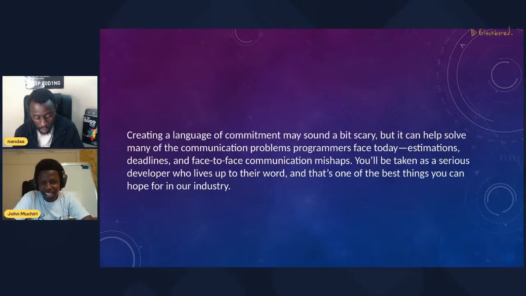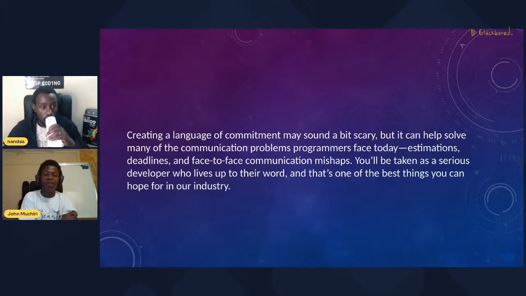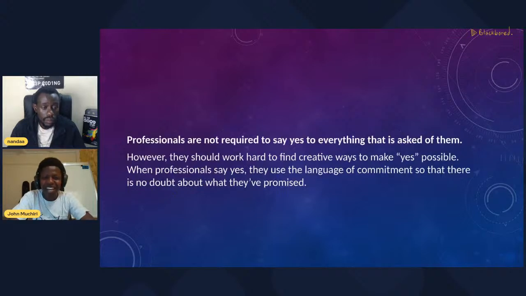Creating a language of commitment may sound a bit scary, but it can help solve many of the communication problems programmers face today. Estimation, deadlines, face-to-face communication mishaps. That is what we talked about. You'll be taken seriously, a developer who lives up to their word, and that's one of the best things that you can hope for in our industry. When you're taken seriously, when people know that when you say that you're going to make these things done, definitely they are done.